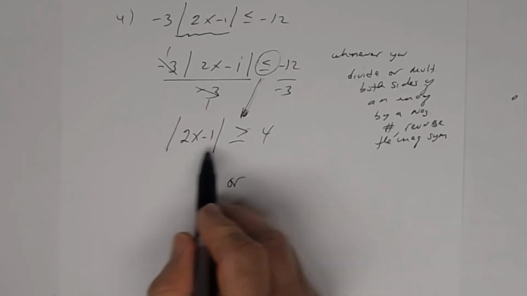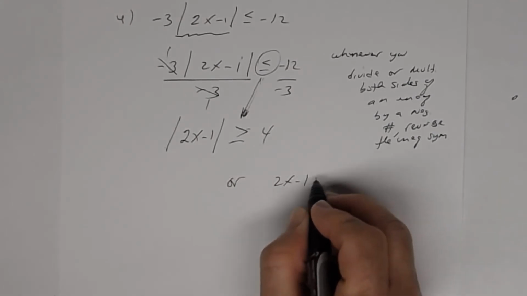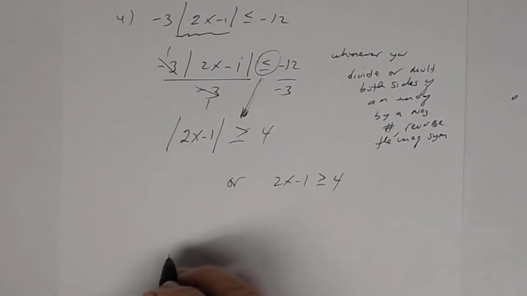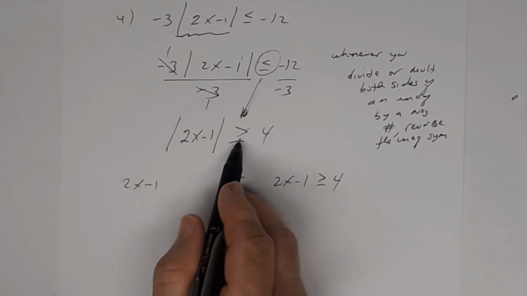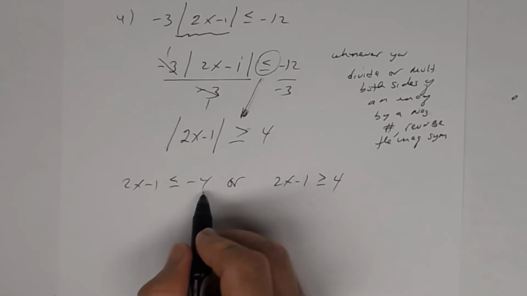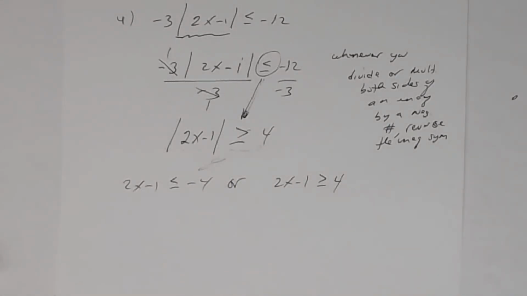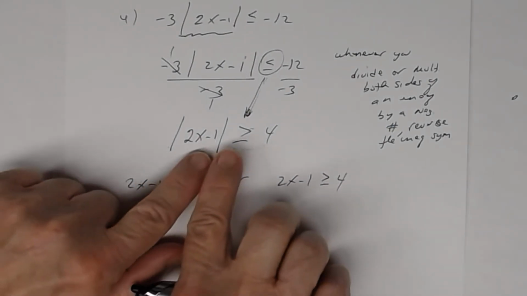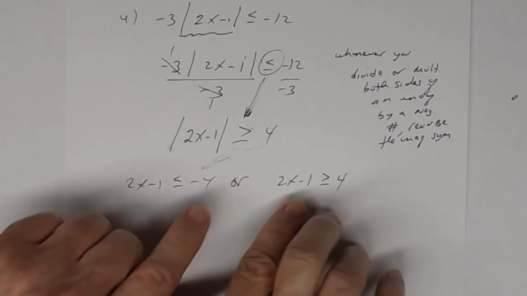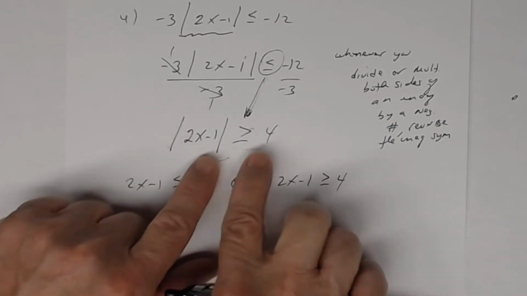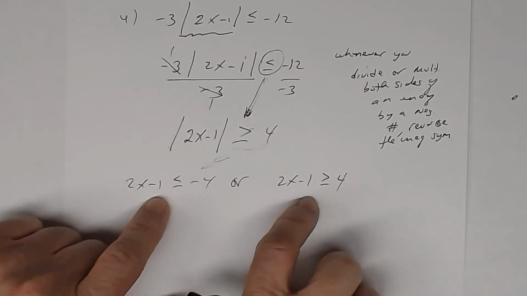So you're going to rewrite this without the absolute value bars. So 2x minus 1 is greater than or equal to 4. And on this side, you're going to say 2x minus 1 is less than or equal to negative 4. So you're just going to reverse everything you see there. Remember, whenever you rewrite it, you rewrite it without the absolute value bars. You must go from here to here. You must show this. That's your work.